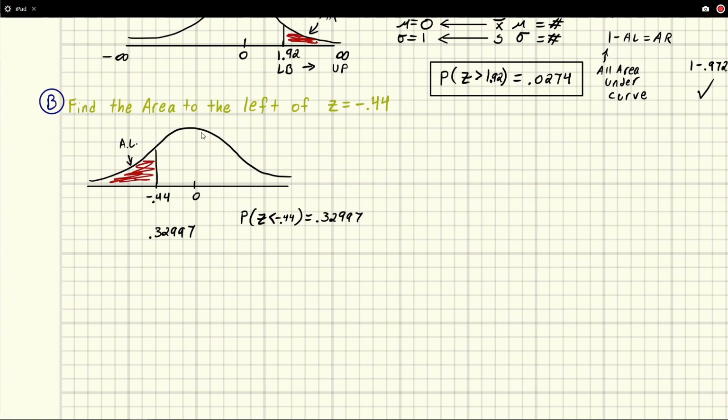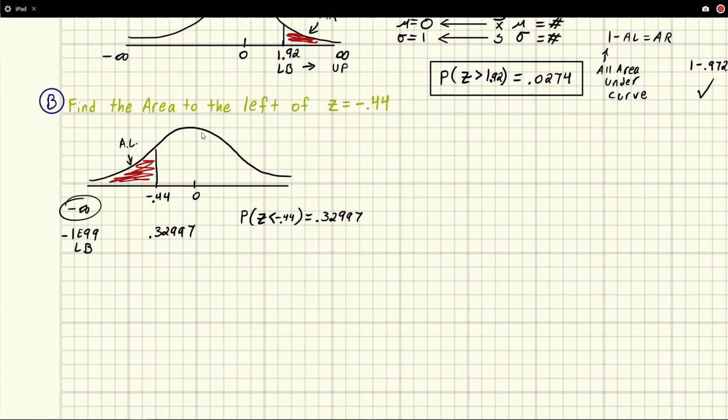Since the chart already gives you area to the left, it's really easy. You simply look it up and then you write it out. All right, now let's say we do it using the calculator. Well, in the calculator, we're going to have a lower bound and an upper bound. In this case, our lowest bound is way over here at negative infinity. So we're also going to type a big negative number like we did for the positive side. We're just going to type negative 1E99. It's like a 1 with 99 zeros. It's negative whatever that is, a huge number. Basically negative infinity is what we're trying to do. And then our upper bound will be this guy over here, negative 0.44.